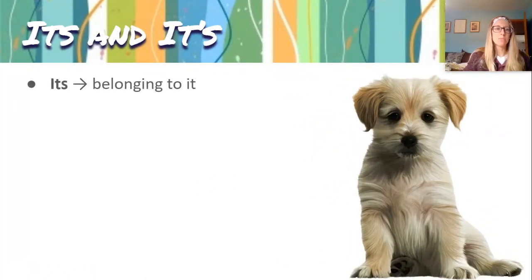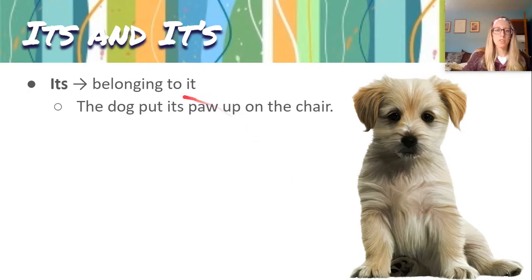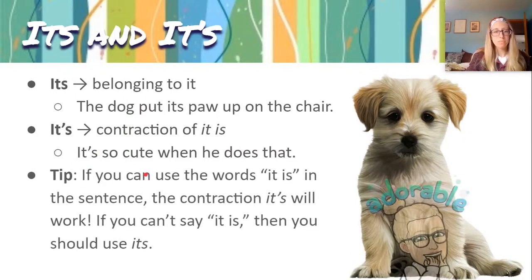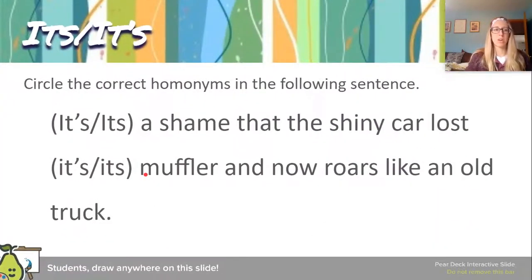So remember, these are both pronouns. So ITS means belonging to. Like the dog put its paw up on the chair, right? This its shows ownership of paw, whereas IT'S is a contraction of it is. So it is so cute when he does that, right? If you can replace this its with it is, you should use that one. And that's what the tip says. You guys should already know that though.